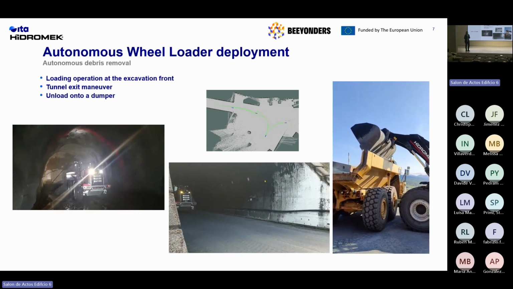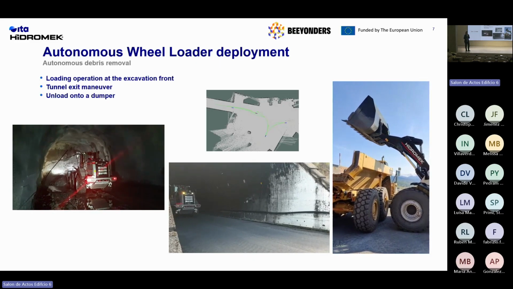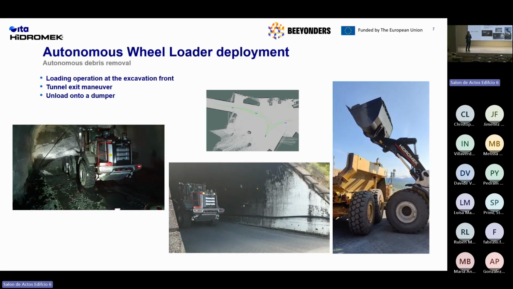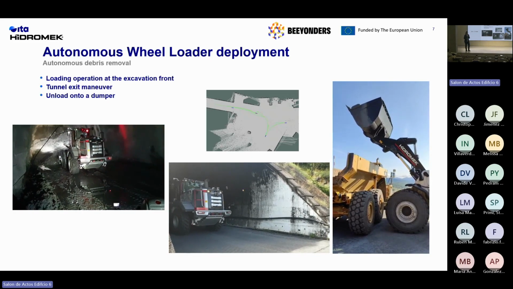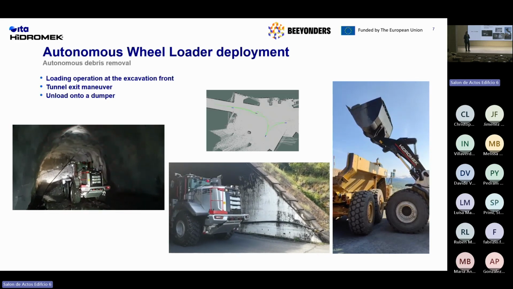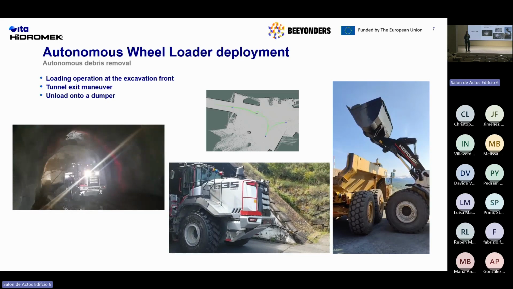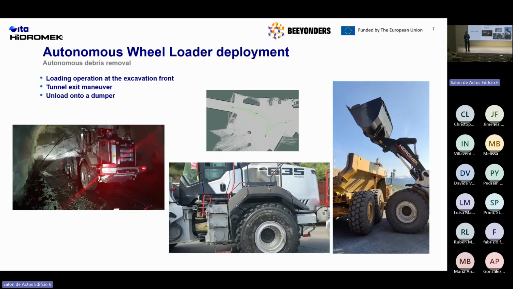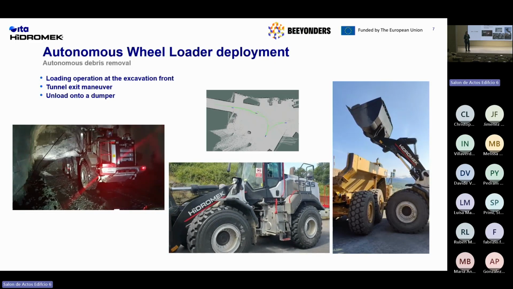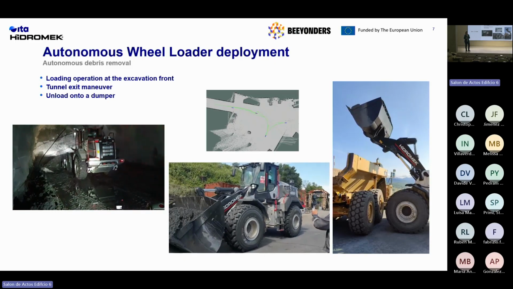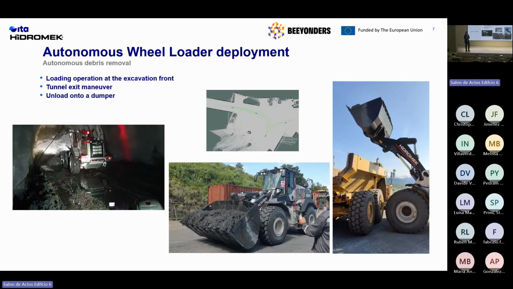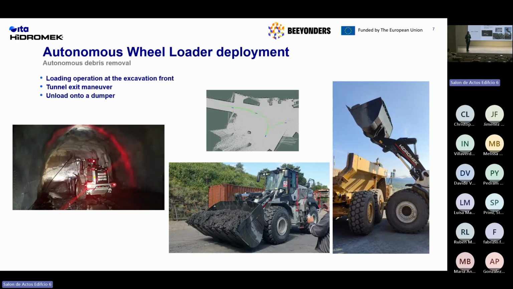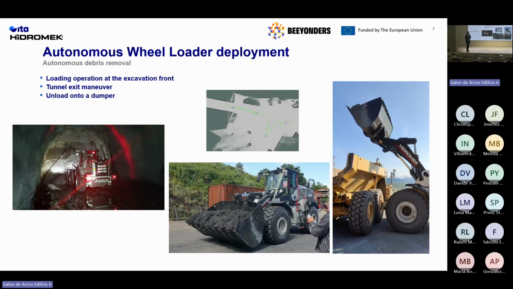The loading operation uses real debris extracted from previous explosions. We didn't do a real blasting at that moment, but we used the same debris that other explosions produce. Then we have the exit maneuver. In this case, the machine was too big for the tunnel dimensions, so it had to exit the tunnel backwards, as there was no way of doing any kind of maneuver inside of the tunnel. And then the unloading on the dumper, as we have seen in the video.